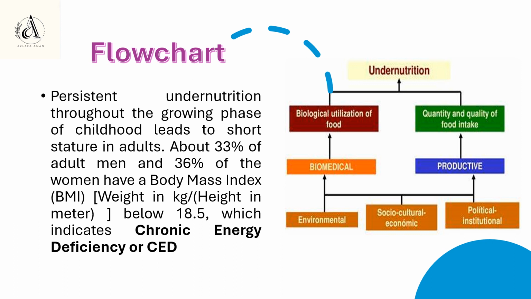Persistent undernutrition throughout the growing phase of childhood leads to short stature in adults. About 33% of adult men and 36% of the women have a body mass index (BMI), that is the weight in kg divided by height in meters squared, below 18.5, which indicates chronic energy deficiency or CED.